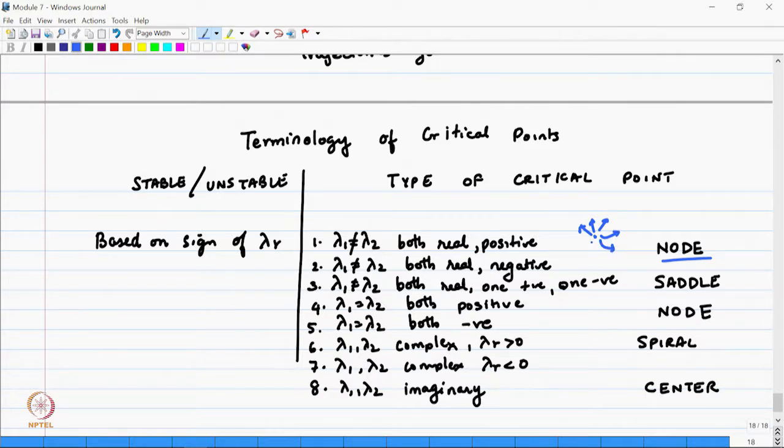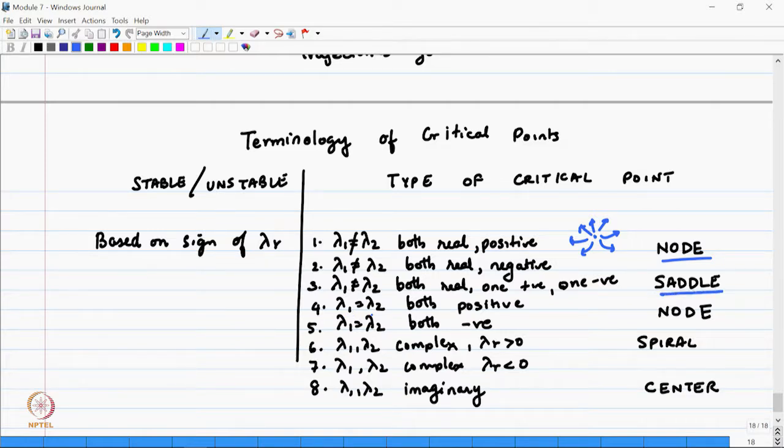But the point is, they go away from the node. In the case where lambda 1 and lambda 2 are not equal to each other, both real, both negative, that is also a node, and in this case it is a stable node. Since they are negative, it is a stable node. If lambda 1 and lambda 2 are both real, but one is positive and one is negative, then you get the saddle point.